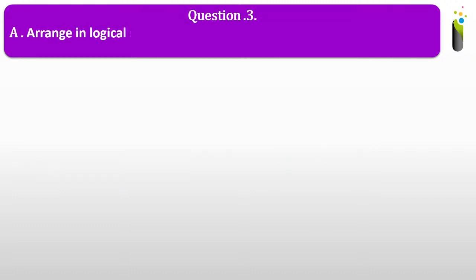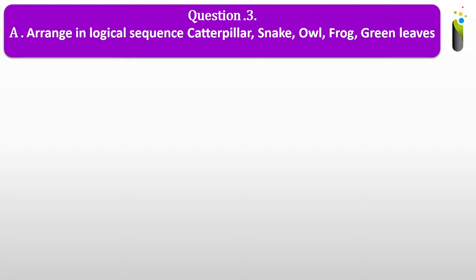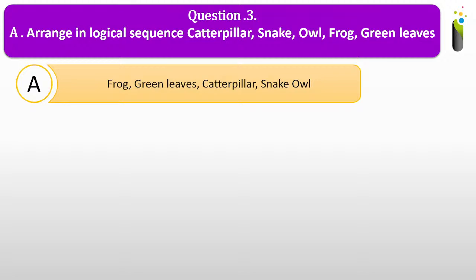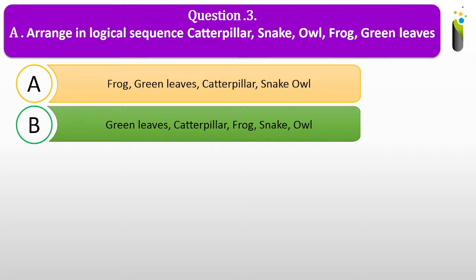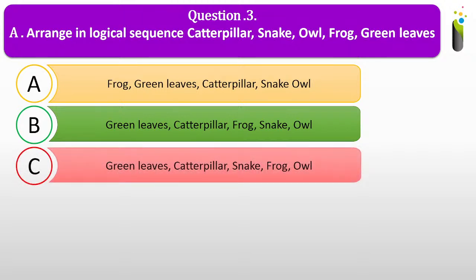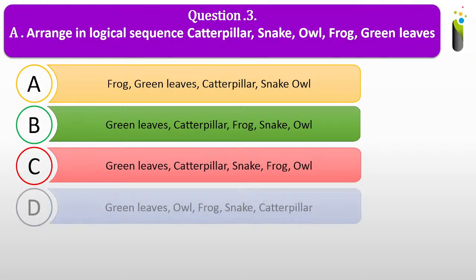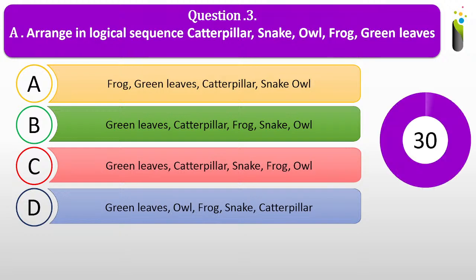Question number 3, sub-question A. Arrange in logical sequence. Caterpillar, snake, owl, frog, green leaves. And your options are A, frog, green leaves, caterpillar, snake, owl. B, green leaves, caterpillar, frog, snake, owl. C, green leaves, caterpillar, snake, frog, owl. D, green leaves, owl, frog, snake, caterpillar.